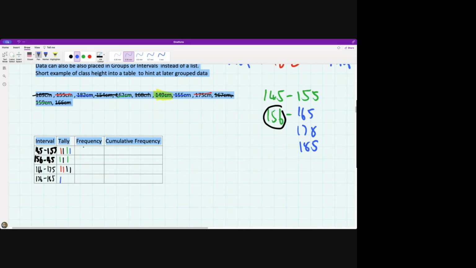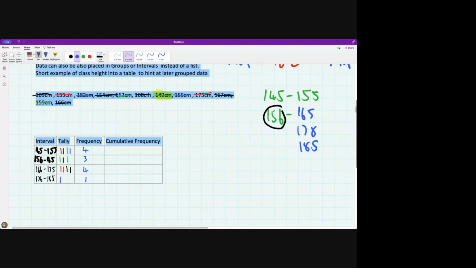The frequency would be 4, 3, 4, 1. So there are 4 people who fall in the category 145 to 155. There are 3 people who fall in the category 156 to 165, and so on. Give me a thumbs up if you follow what I've done so far in going from a list to a grouped data table.